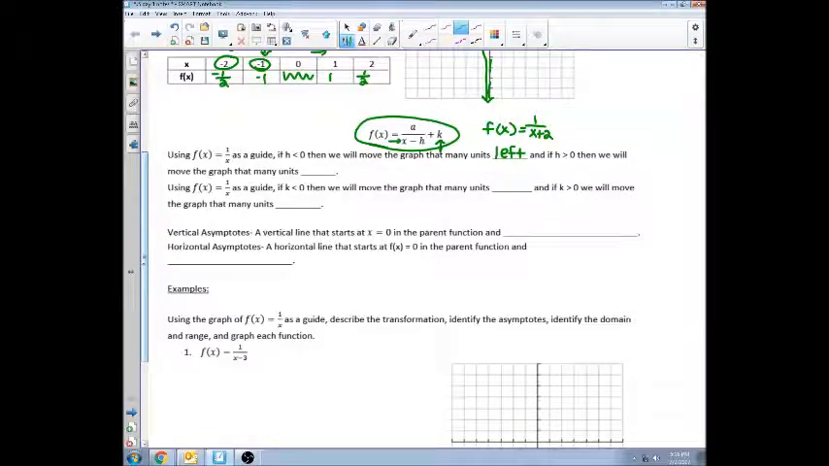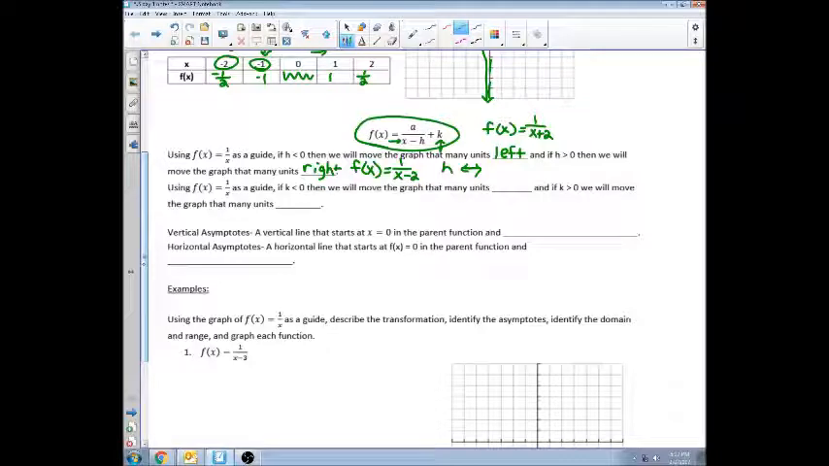Okay? And if h is greater than 0, then we will move the graph that many units to the right. So an example of what it would be if my h is greater than 0 would be f of x is equal to 1 over x minus 2. In this case, again, I'm going to do the opposite of what my denominator tells me. My denominator is telling me it is negative 2, so I'm going to move to the right, which is positive. So for the first two, for my h, the h tells me to move left and right. Okay?